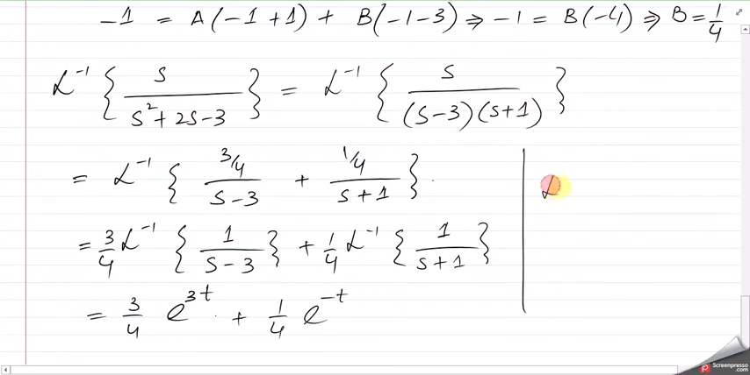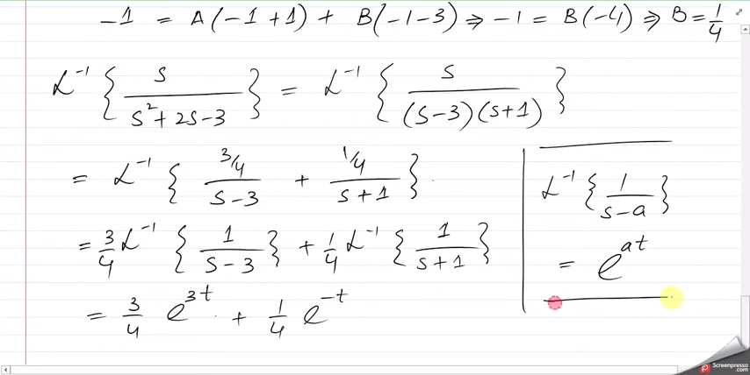So which formula did we use? We used Laplace inverse of 1 over s minus a equals e power at. So if a is 3, it becomes e power 3t. Yes, note please that this is plus 1. So that's why, because of this minus, this is minus t, because here a equals minus 1. Okay? So that's why e power minus t.